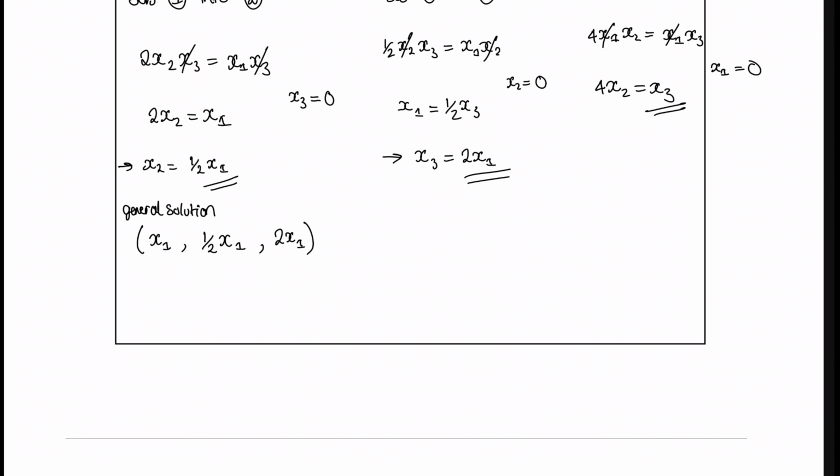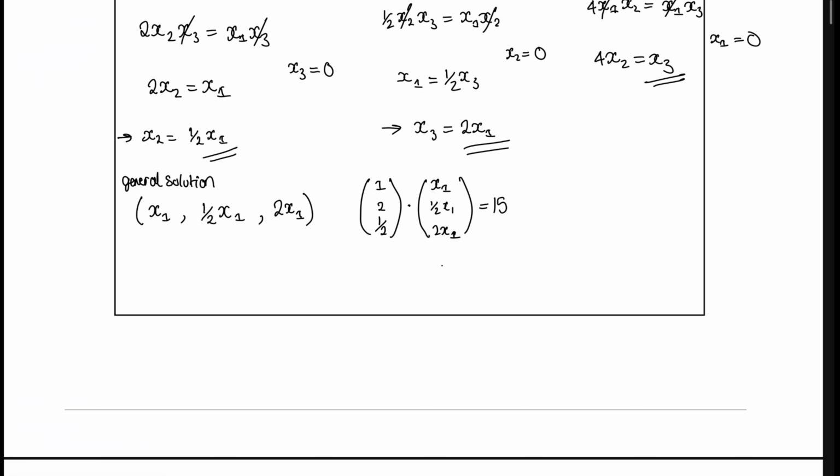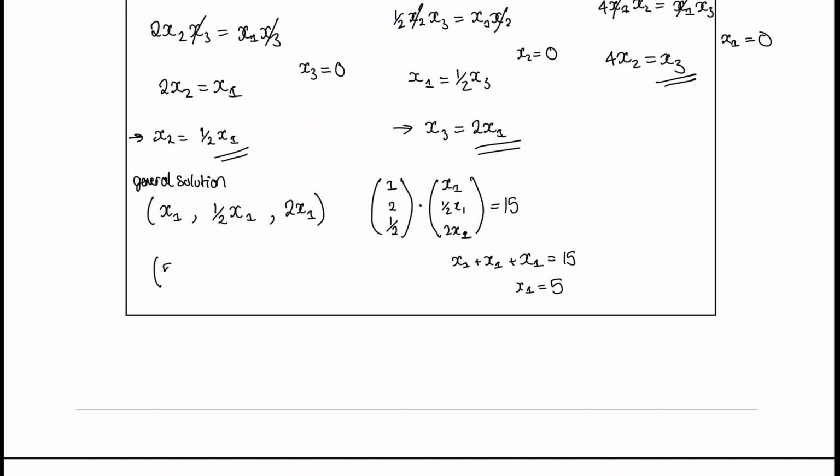If we now substitute this back into the constraint, which was the vector p, which was 1, 2, and a half, we are going to dot this with our general solution, which is x1, a half x1, and 2x1. And this should equal 15. When we do this, we get x1 plus x1 plus x1 is equal to 15. Therefore, x1 is equal to 5. So our solution becomes 5, 5 over 2, 10.